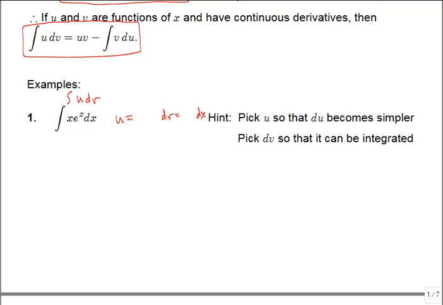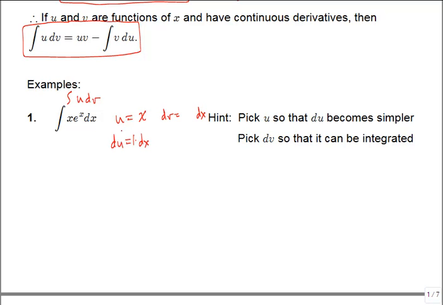So I've got choices here. X, if I take the derivative of that, that just becomes a 1, which is very simple. Likewise, if I look at e to the x, the derivative of that is going to stay e to the x. So that's not really getting simpler. So for that reason, I'm going to choose my u to be the x. Therefore, the du will be the derivative of x, which is just 1 times dx.